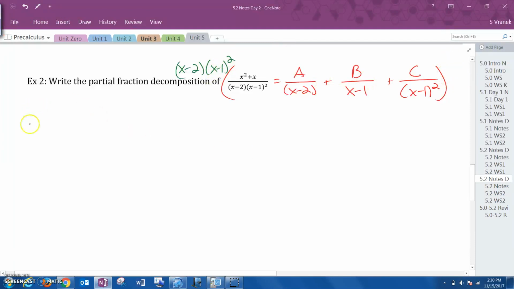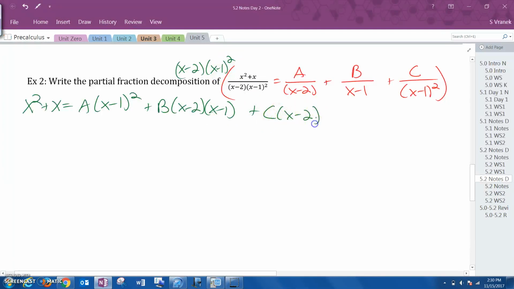When I do that, I get the equation x squared plus x equals a, the x minus 2's cancel, so I have a times x minus 1 quantity squared. For b, the x minus 1 cancels, so I get b times x minus 2 and an x minus 1, plus c, the x minus 1 squareds will cancel, and I'm left with the x minus 2. So there's my new equation for this problem.